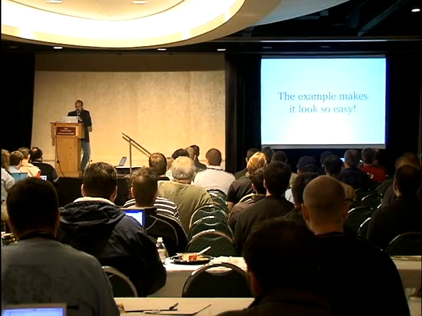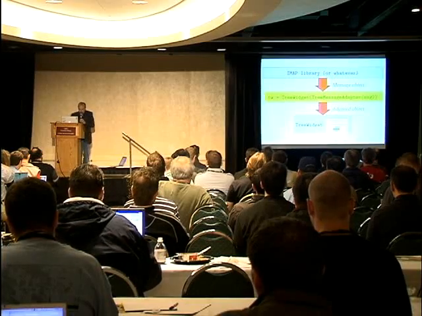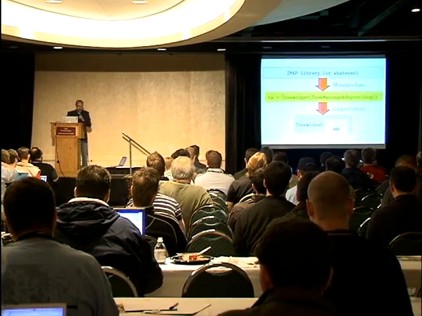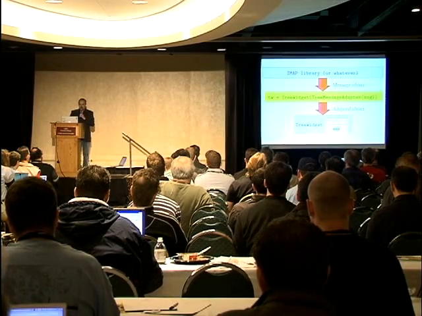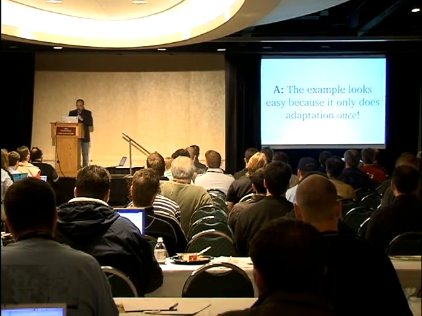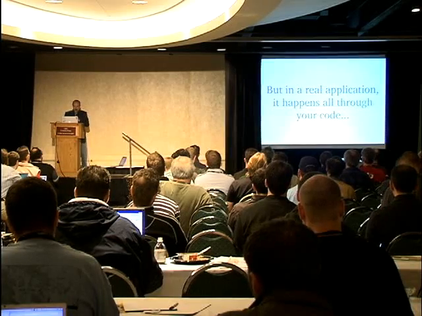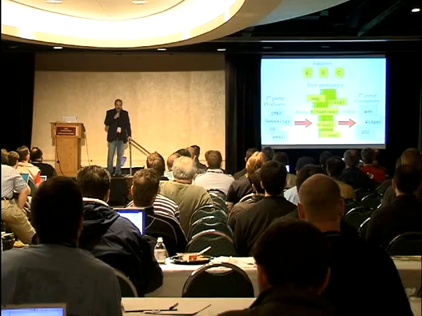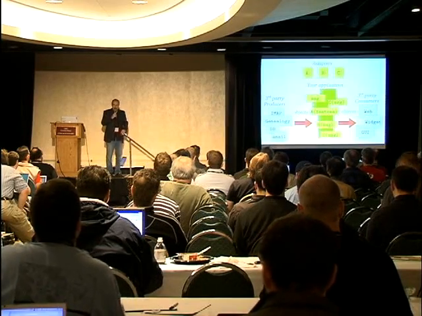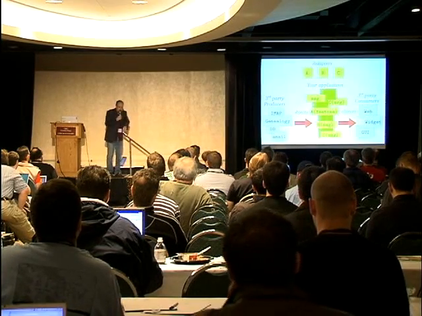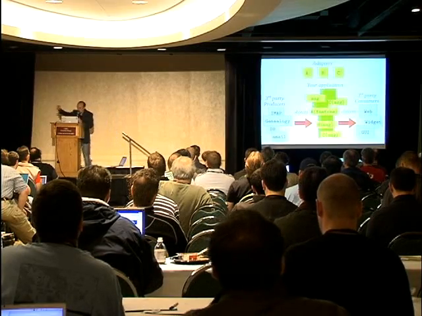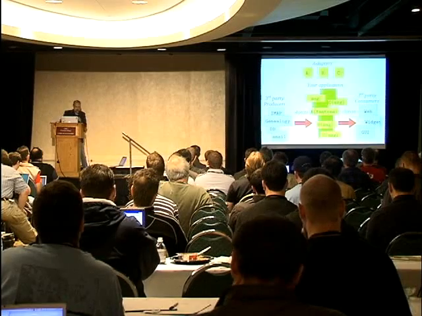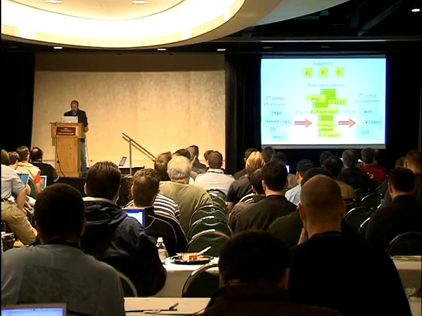Now, why would I call wrapping annoying? My example made it look so easy. I just got the message, adapted it, and passed it to the tree widget. Well, it is easy. You've only got to do it once. But in a real application, it's going to happen all through your code. If it's an application of any complexity, you're all the time going to be grabbing one adapter and sending an object off, grabbing another adapter for the same object, sometimes having to remember to send the object off there.